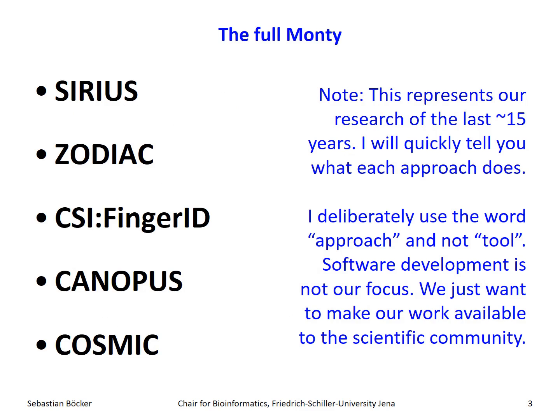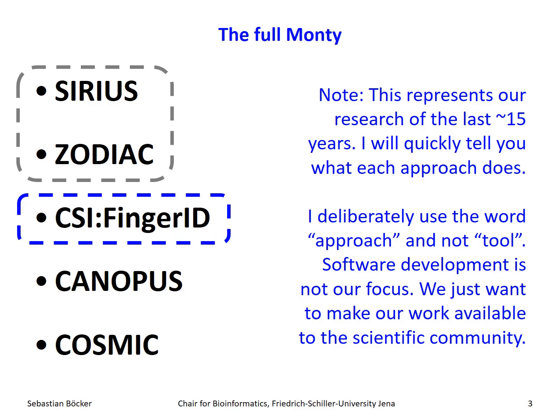And this is, so to say, the full Monty of the different scientific approaches that we have developed for analyzing mass spectrometry data from small molecules. I already covered Sirius and Zodiac in the previous talk, so you're free to watch that, and it's also helpful to understand certain aspects of this talk. And in this talk, I'm going to talk about CSI FingerID.